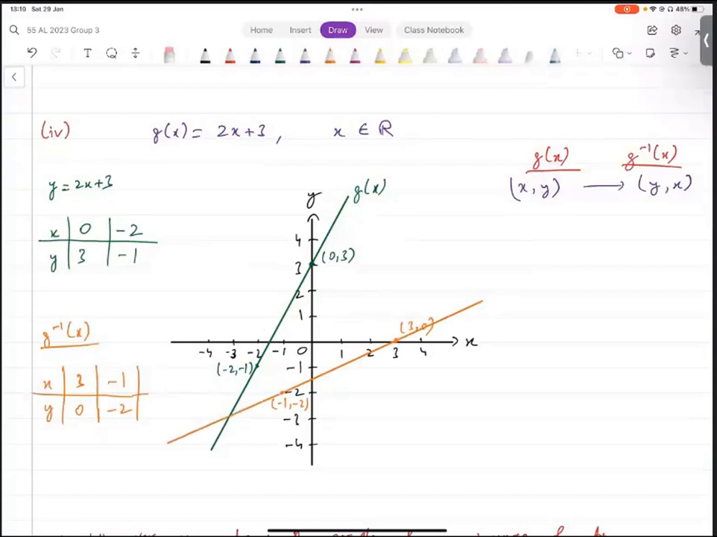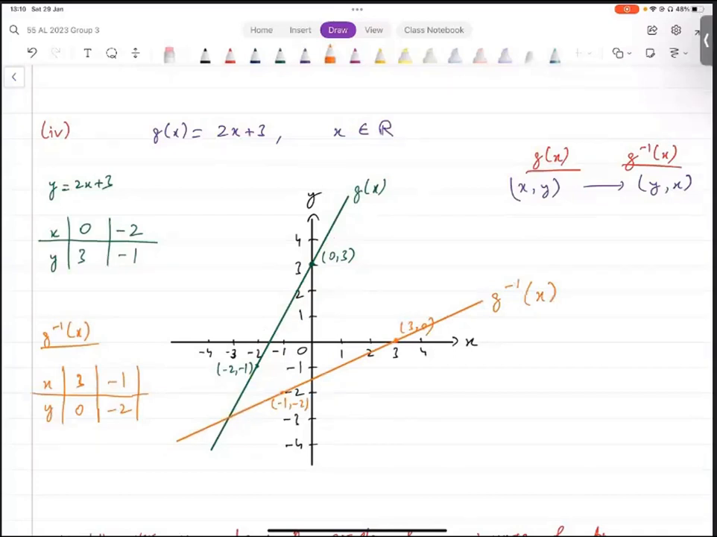Does that make sense to everyone? Yes, sir. Yes. We just interchange the coordinates. Coordinates को interchange कर दिया. Inverse find करने की जरूरत नहीं है. बस आपने directly वो coordinates लिख दिया और उनको आपने graph बना दिया.